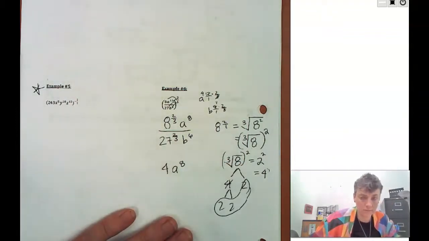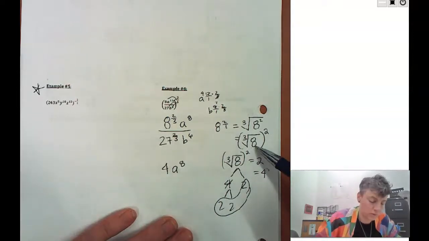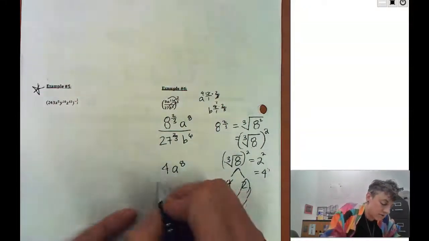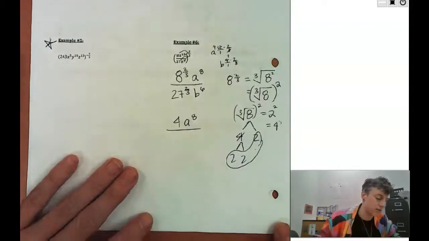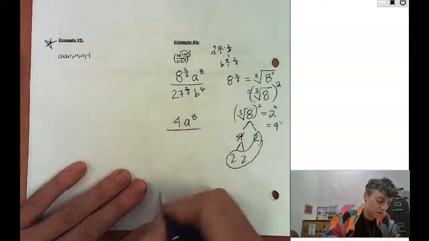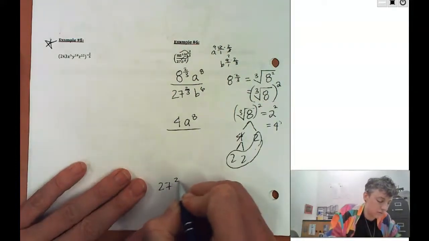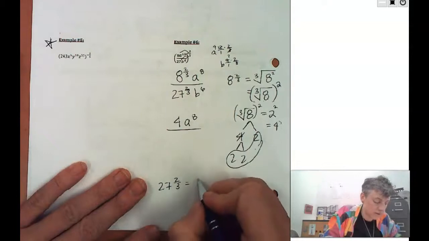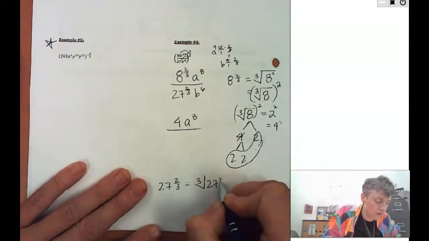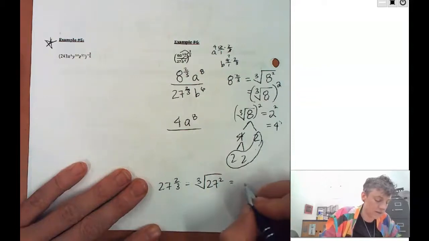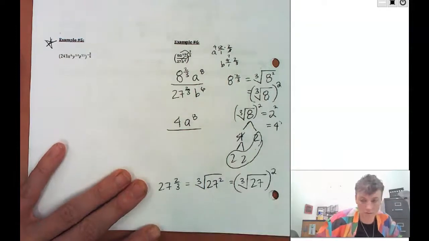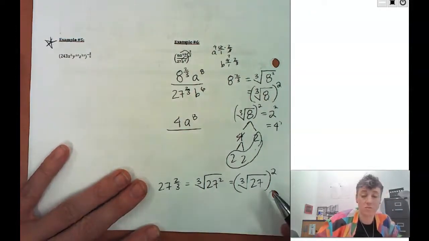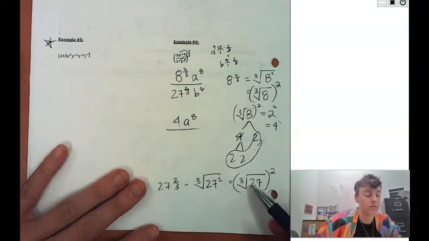Hanging in there. We took the cube root of 8, which we found was 2, and we squared it, and we got 4. Awesome. Now let's tackle this denominator, shall we? Let's do the exact same thing with 27 to the 2/3. We know that that is the same as the cube root of 27 squared, which is the same thing as the cube root of 27, all of that squared. Again, I'm going to use that last one because I know what the cube root of 27 is.